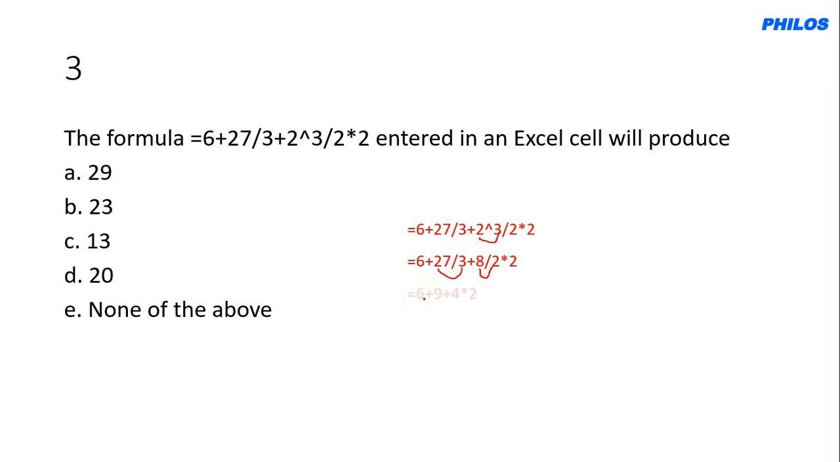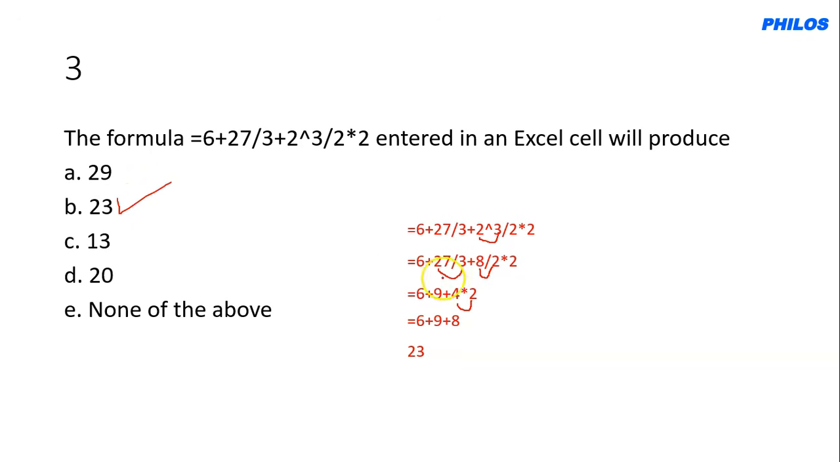So we will have 6 plus 9 plus 4 times 2, since 27 divided by 3 is giving us 9, and 8 divided by 2 is giving us 4. Then after operating the division, we can now operate the multiplication. So 4 times 2 will give you what? 8, isn't it? So that will give you 6 plus 9 plus 8. And 6 plus 9 plus 8 should give you positive 23. So the correct answer for question 3 is B.